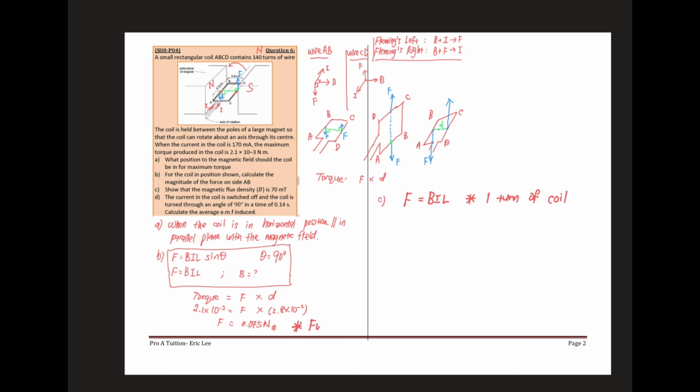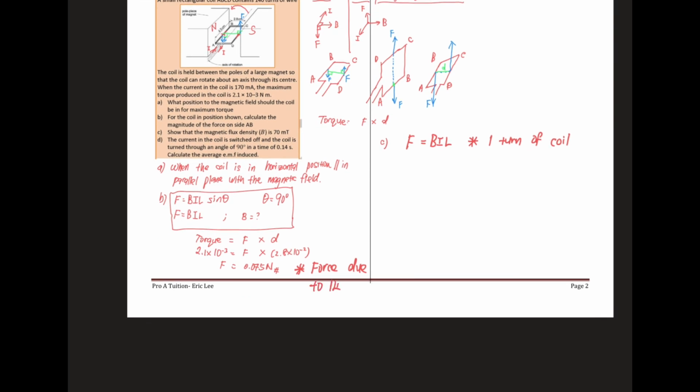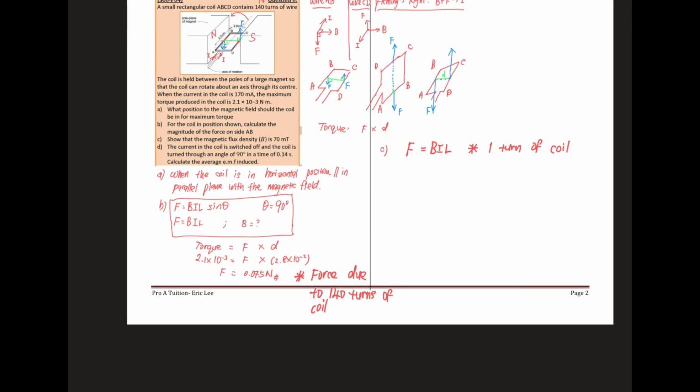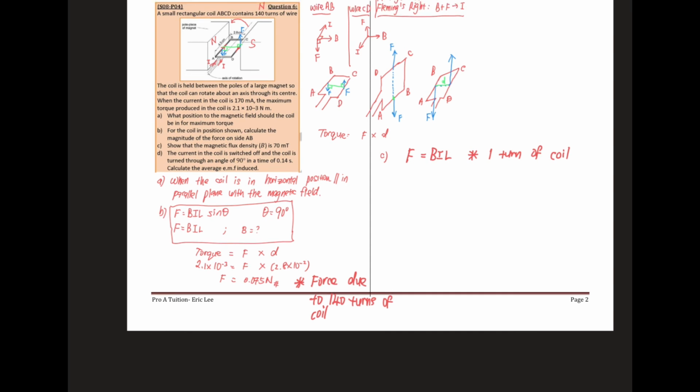This is the force due to 140 turns of coil. The formula here is for 1 turn of coil. So to find out the force for 1 turn of coil, we take 0.075 over 140. The B is what we need to show, 70 millitesla.